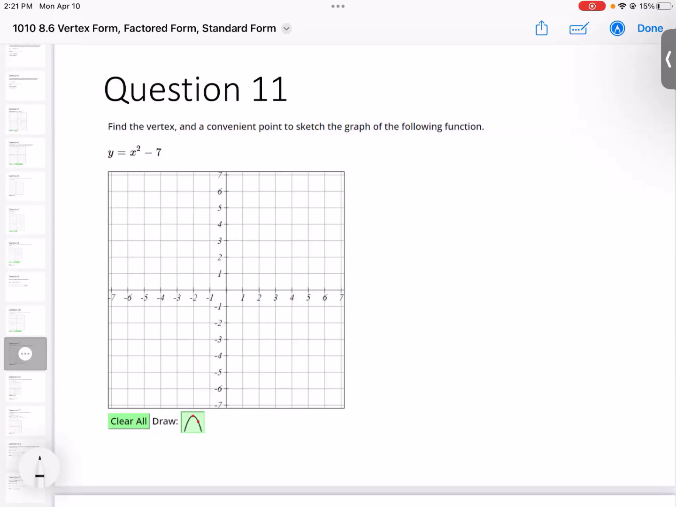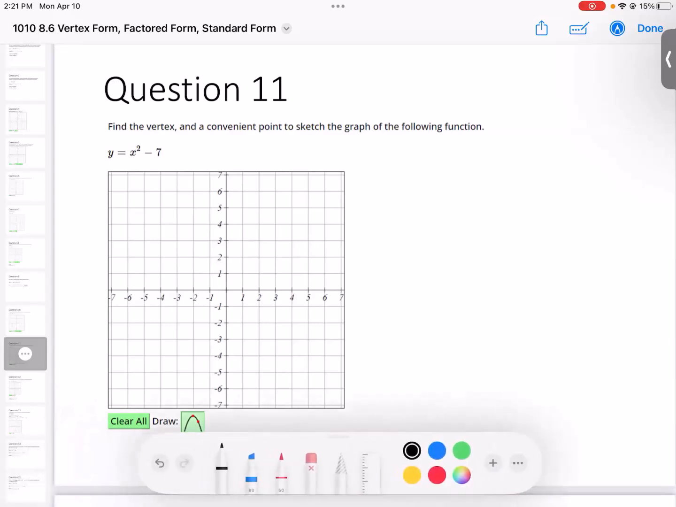Question 11 might be helpful for you guys because it's actually a really easy problem, but the form looks slightly different than what we've seen. The equation on question 11 for me is x squared minus 7. In this one, you actually don't have to complete the square at all because you already have the general form where you have something squared plus or minus something out here.